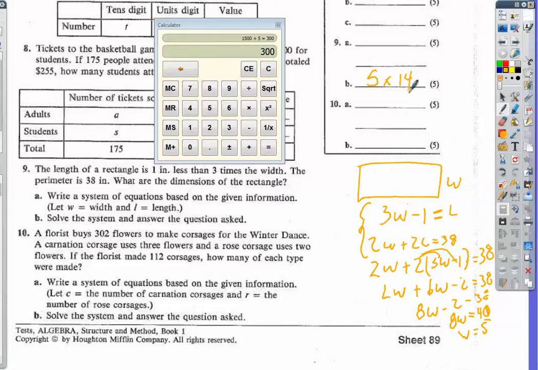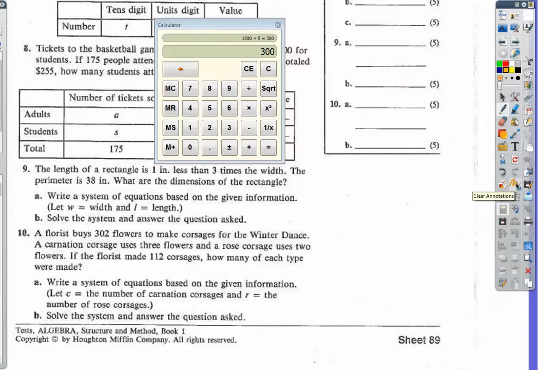Okie dokie. Number 10, last one. A florist buys 302 flowers to make a corsage for the winter dance. A carnation corsage uses 3 flowers, and a rose corsage uses 2 flowers. If the florist made 112 corsages, how many of each type were made?